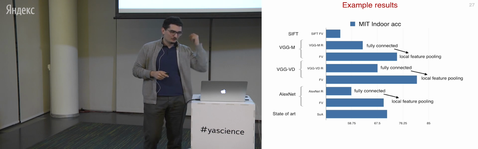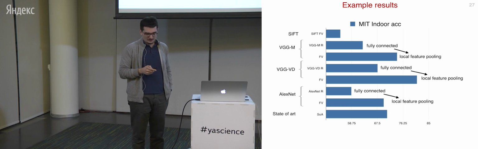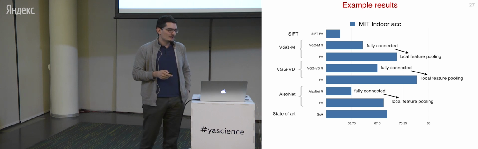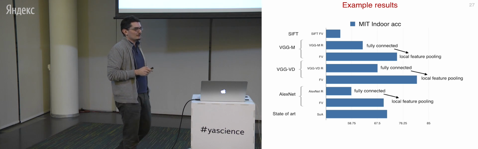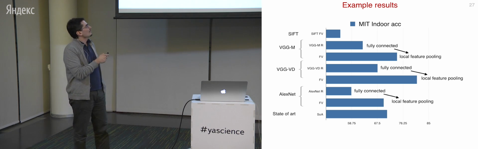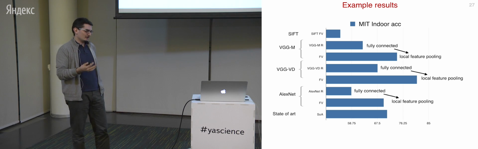Now let me just zoom in into one of these rows and show you the sort of results you can get. So this is one particular data set, which is called MIT Indoor Places. This is a data set in which your images contain example different scene types, and your goal is to say which scene it is.